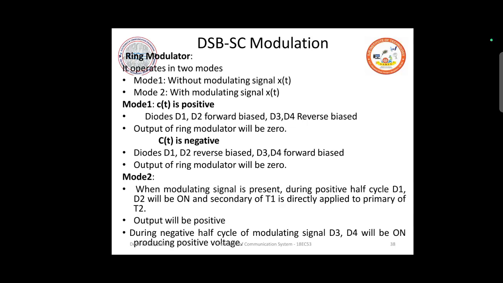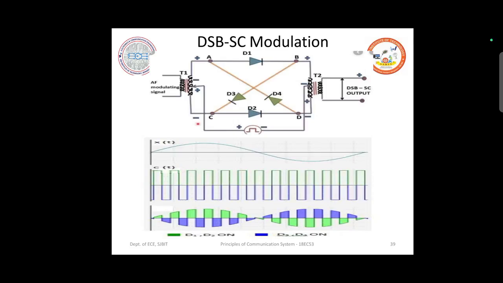Okay. So what is the ring modulator? What is basically a ring modulator? It operates in two different modes. One is without the modulating signal, other one is with modulating signal. Let us also try to see what is the circuit diagram of it. This is what is basically a DSBSC ring modulator circuit.